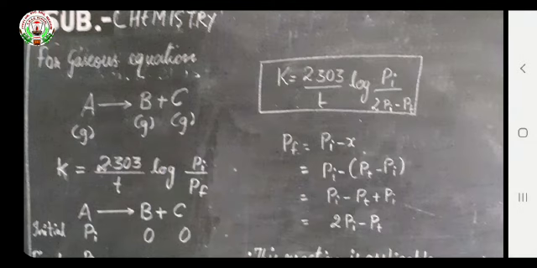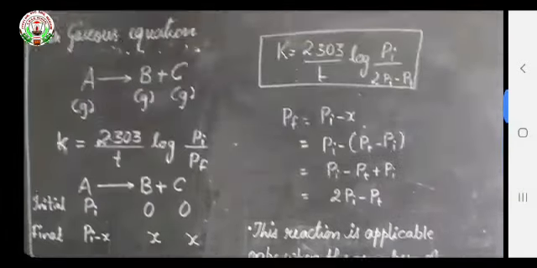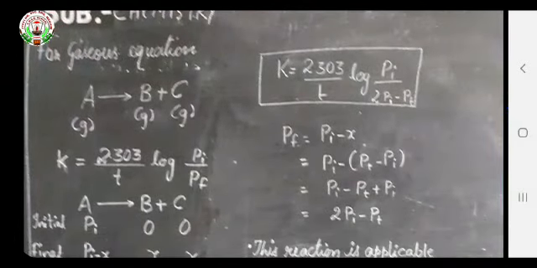So here we have to put the value of X, that is PT minus PI, which we have already done here. This is the value of X. By solving this we got 2 PI minus PT. This is the value of PF that we have to put into the above equation. Then finally we got the expression as K is equal to 2.303 upon T log PI upon 2 PI minus PT. This is the expression for the gaseous equation for first order reaction.